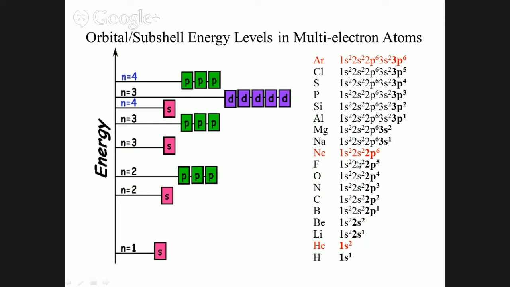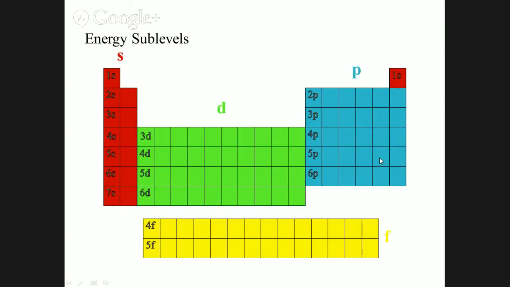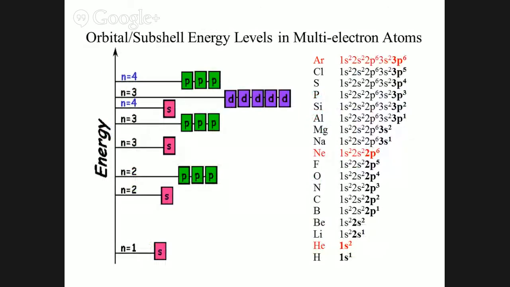Notice that the s's never get more than 2. The p's go all the way up to 6, because we have 6 columns. Again, there are 6 columns over there for the P group or the P block. And, you know, as we move across, we are filling that block up.